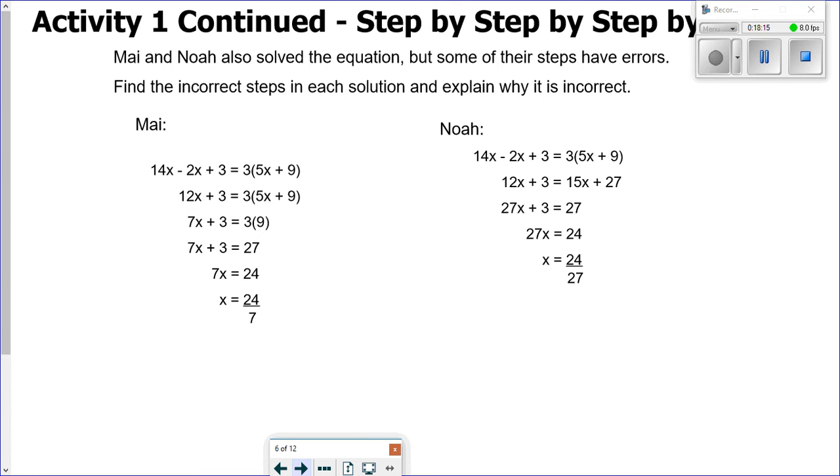So Maya and Noah are still working with the same equation here. However, Maya and Noah did not get negative 8 for their solutions for x. They got two very different answers. Maya got 24/7 for x, and Noah got 24/27 for x, which we just learned in the previous example that something's wrong here because we know x should be equivalent to negative 8. So let's explore both of their work and determine where they made their mistake.